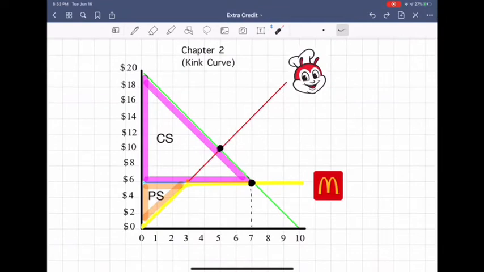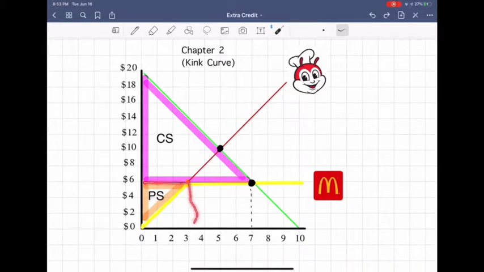All right, chapter 2 is the introduction of our foreign product, which in this case is McDonald's fried chicken. As you can see, McDonald's has a consistent price level at $6. That means they will be charging $6 across the board, regardless of the quantity they'll be producing. Consumer surplus will increase because consumers have more goods at a cheaper price, while producer surplus will diminish.